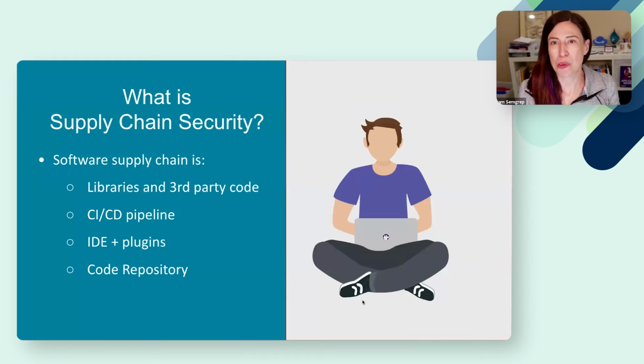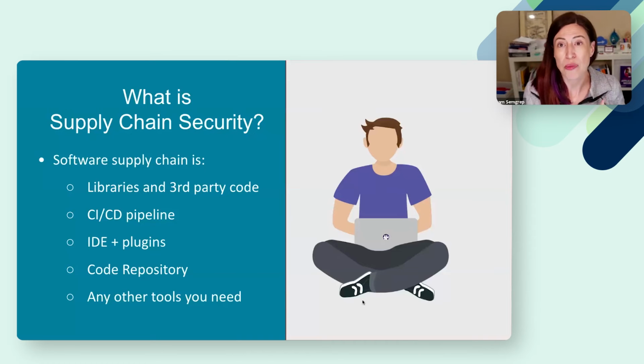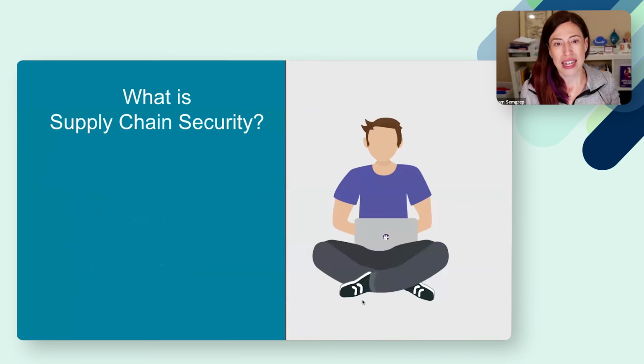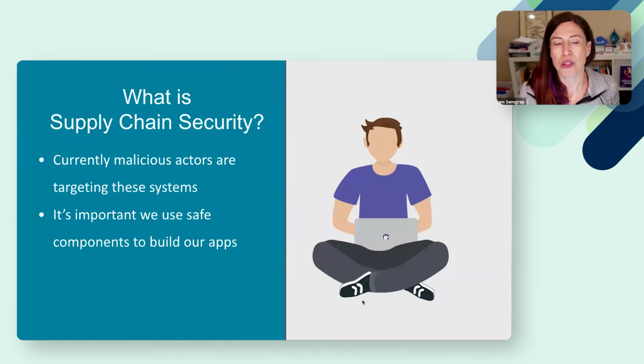So your code repository is very, very valuable, and that's part of your supply chain. Any single tool that you use, any sandbox you have set up, anything that you need to create your software, that is part of your supply chain, and every single part needs to be protected. Malicious actors right now are targeting these systems because they know we need them and how valuable they are.